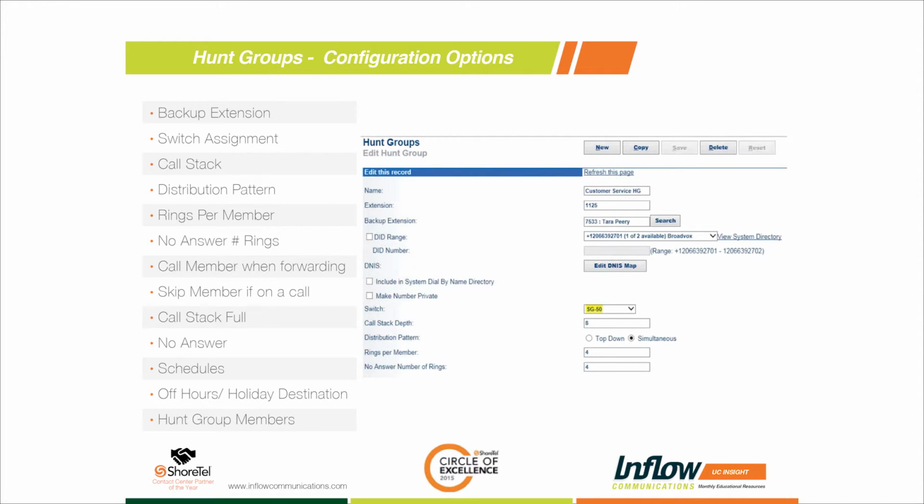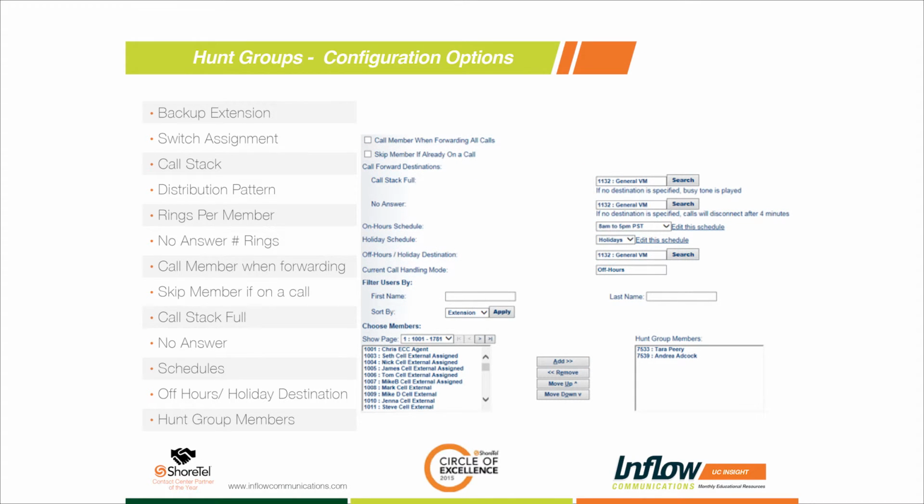If we're using top-down, the rings per member is how many rings are we going to give the first person to answer before we start working down the line. Usually that'll be 2 to 3 rings. Most customers prefer not to go above 3 rings so that we can try a number of users before we send it to our no answer number of rings.